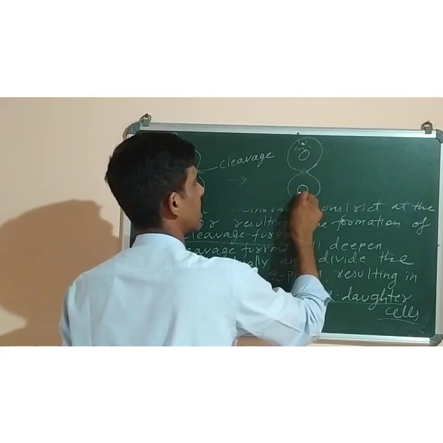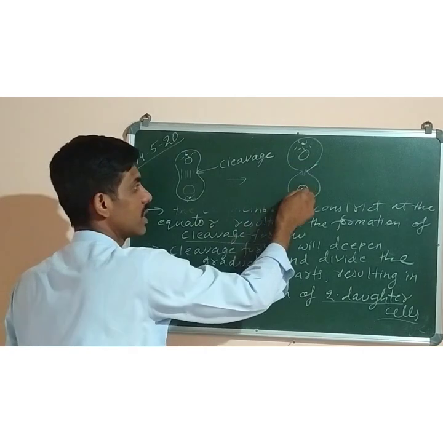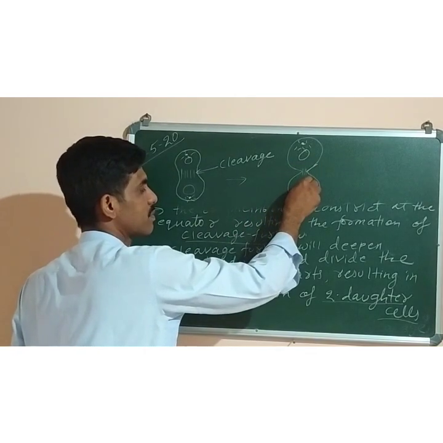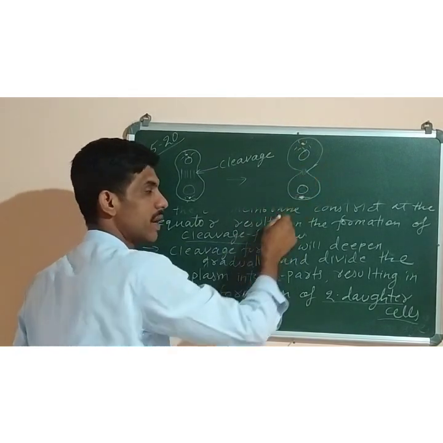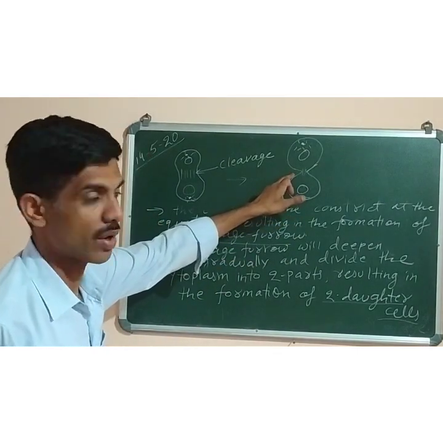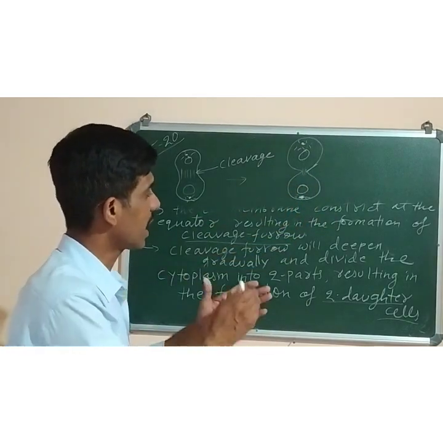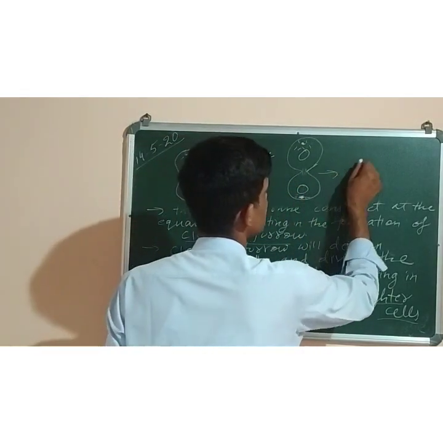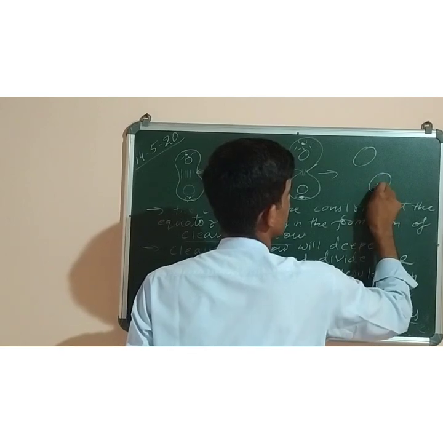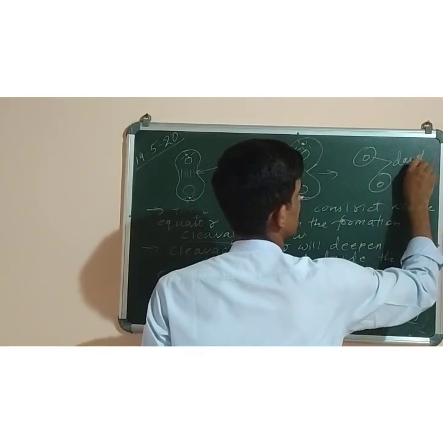Understood? Now this one is two daughter cells. These are the nucleus. This is the cell cytoplasm. The cytoplasm is completely divided into two parts due to the formation of this cleavage furrow, which has almost joined each other. Okay, they will join each other and cut the cytoplasm into two equal halves. So it results in the formation of two daughter cells. These two are called the daughter cells.